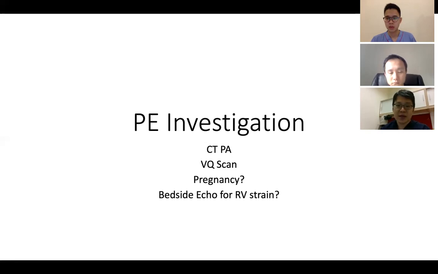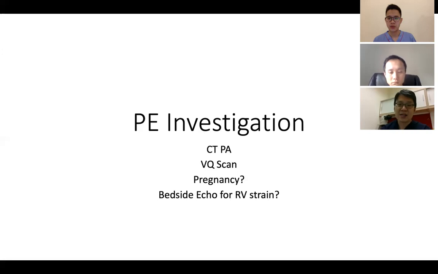So as for pregnancy, the question is whether to do CTPA or VQ scan. That depends on the risk. If you do CTPA, because of the lactating breast, a patient who's pregnant has breast hypertrophy, you increase the lifetime risk of the pregnant woman getting breast cancer in the future. So actually, you would like to avoid CTPA. You rather do a VQ scan for the woman. The idea here is protecting the mother from breast cancer in the future.